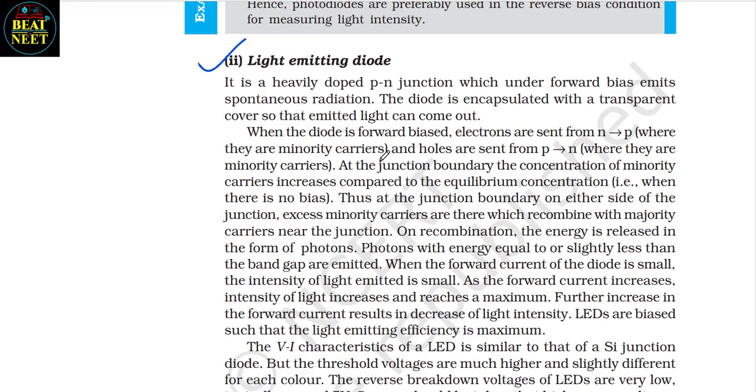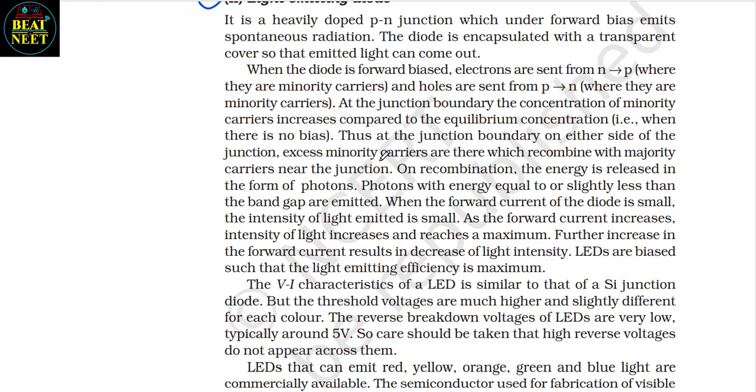Number 2, light emitting diode. It is a heavily doped PN junction which under forward bias emits spontaneous radiation. The diode is encapsulated with a transparent cover so that emitted light can come out. When the diode is forward biased, electrons are sent from N to P where they are minority carriers, and holes are sent from P to N where they are minority carriers.